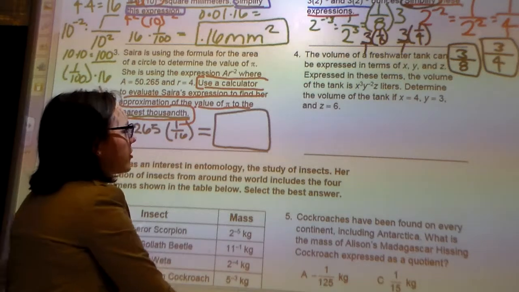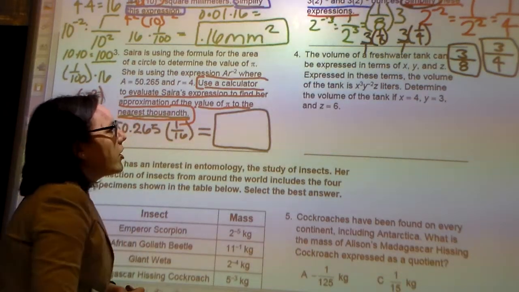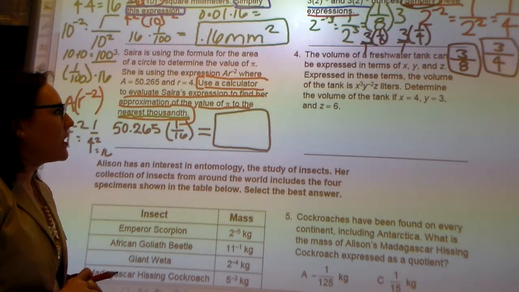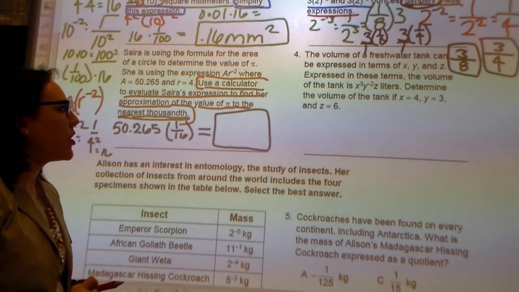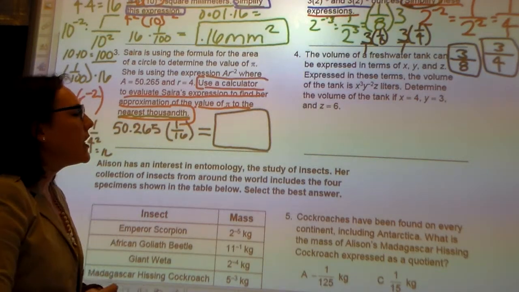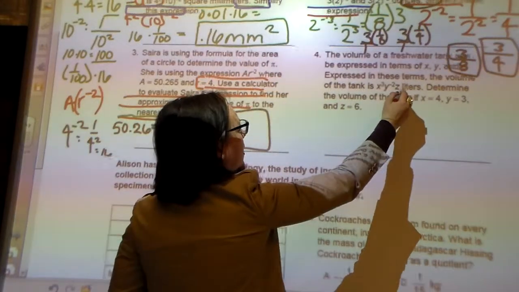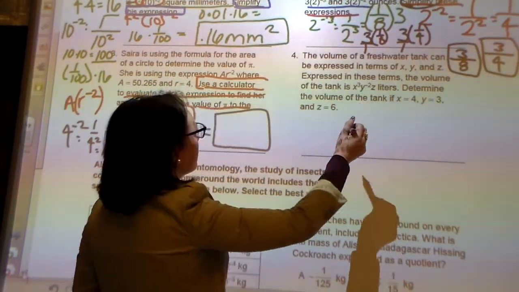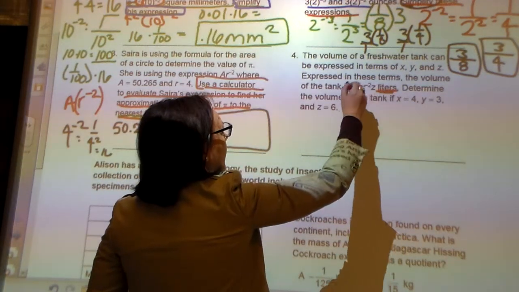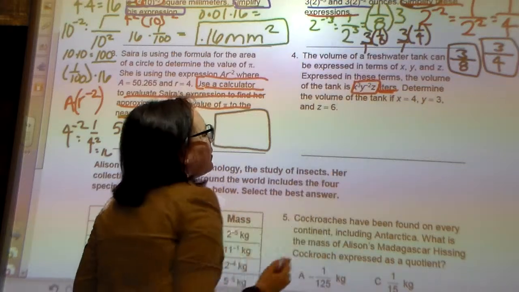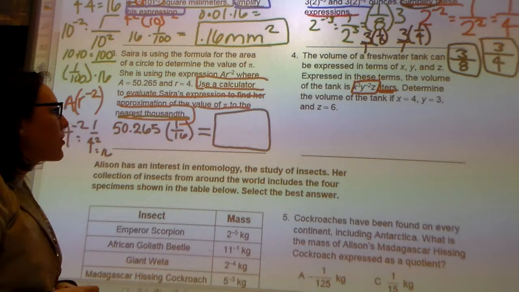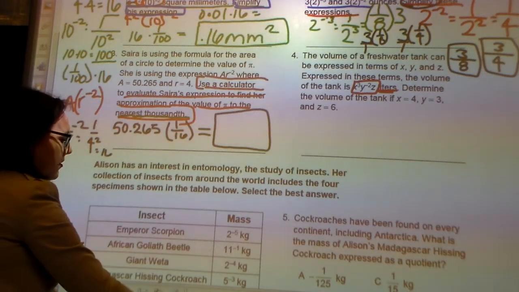So let's look at the problem. The volume of a freshwater tank can be expressed in terms of x, y, and z. Expressed in these terms, the volume of the tank is x cubed times y to the negative second power times z liters. So liters is something we're going to want to know, right? And here is our formula. Determine the volume of the tank if x equals 4, y equals 3, and z equals 6.